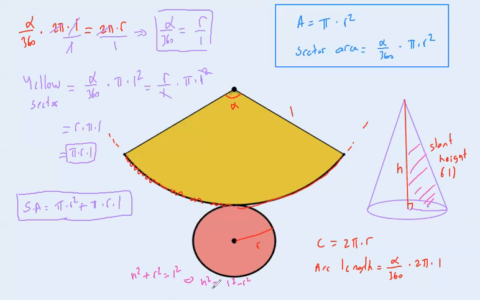If I take the square root, which is maybe not as nice, H is the square root of L squared minus R squared. Then you can write this instead of L if you want to, which gives you pi times R squared plus pi times R times the square root of L squared minus R squared, which doesn't look really nice as you see. You can write it like this, but the earlier one is much better.